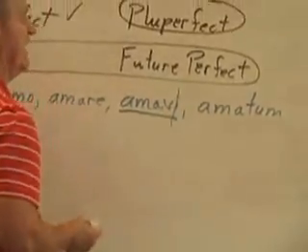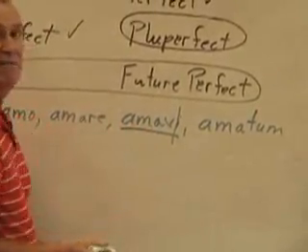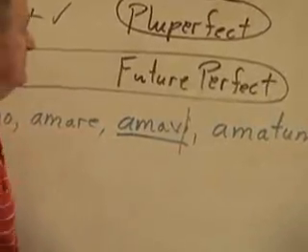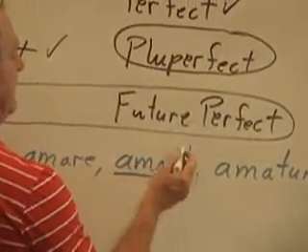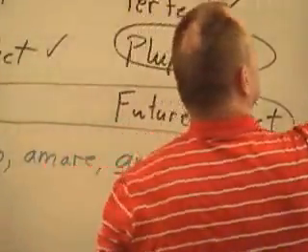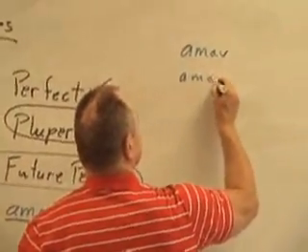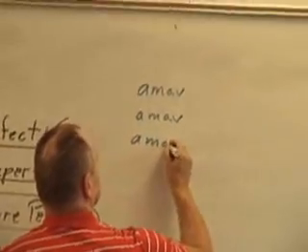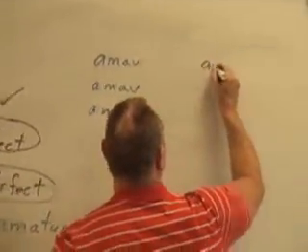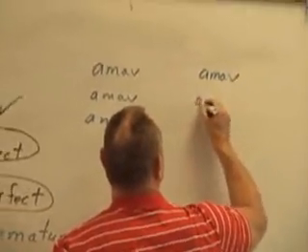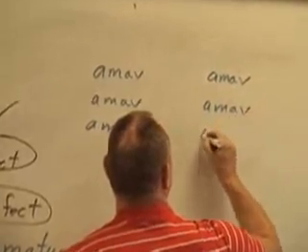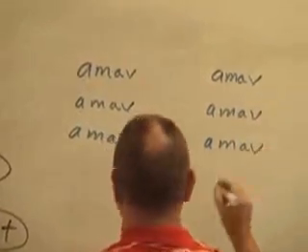So I cut off that I. You do this with any verb in the language, even the verb to be. A-M-A-V, that's what I want. So I take A-M-A-V and write it out 6 times because verbs come in 6 packs. This is my perfect stem. And I need the perfect stem to form the pluperfect.